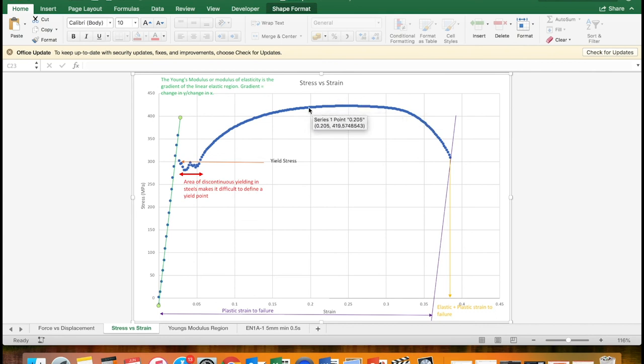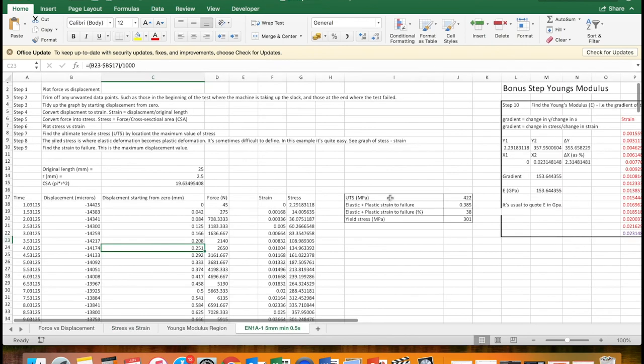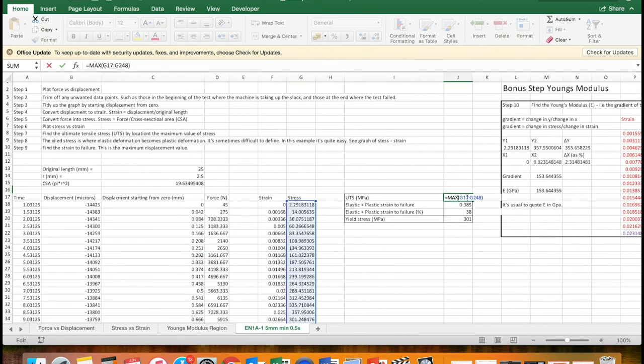What's the UTS? Well, it's the maximum stress here. So how do we work that out? Well, it's not that difficult, actually. We could just say the UTS is simply the max of this column here, stress, and that will give us our ultimate tensile strength, which everybody likes to see. Our yield strength, we just talked about that, it's a little bit more subjective. Well, it doesn't need to be. In this case, it is.